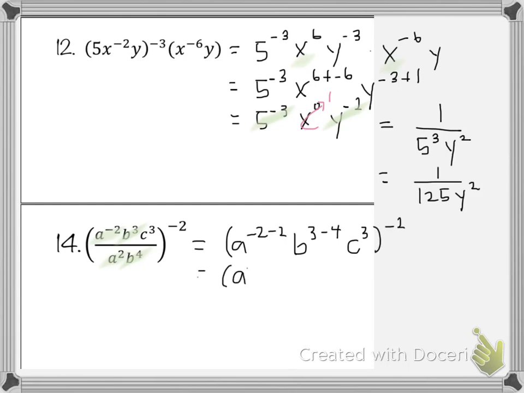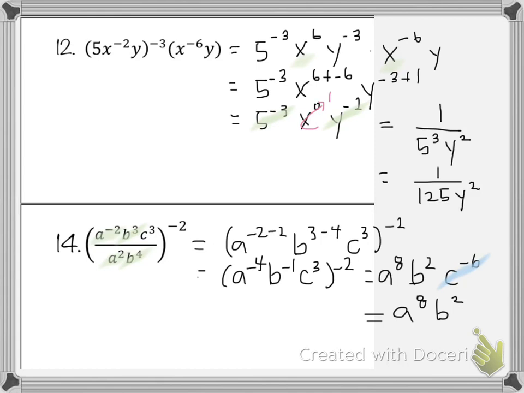So that would be a to the negative 4th, b to the negative 1st, and c cubed. All of that raised to the negative 2. And now distribute that negative exponent. So now you'll multiply. So you'll have a to the negative 4th times negative 2, which is a positive 8. B to the negative 1st raised to the negative 2. So multiply those, so it'll be positive 2. And c to the 3rd times negative 2, which is a negative 6. So the only one that needs to be moved here is going to be that c. Okay, so you'll say a to the 8th, b squared, all over c to the positive 6 power.